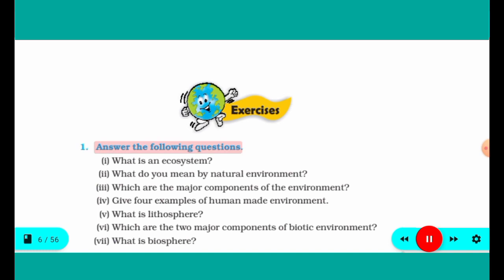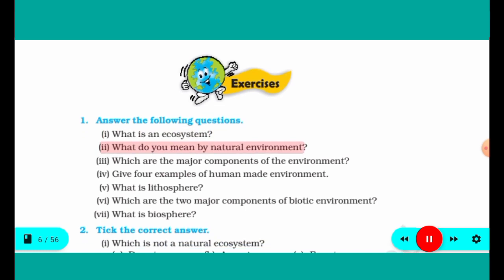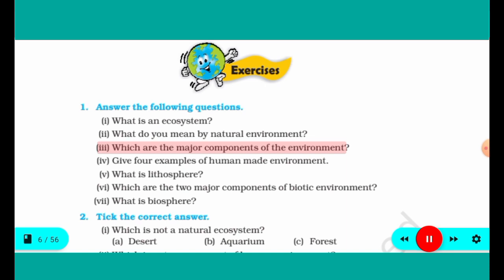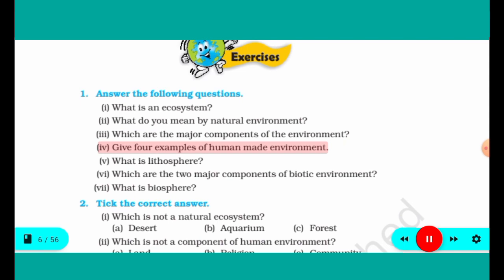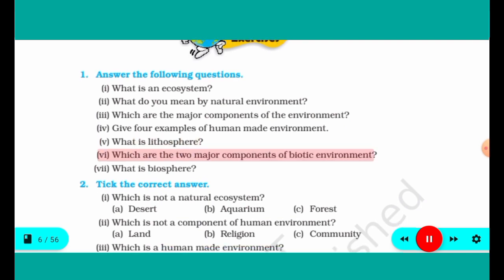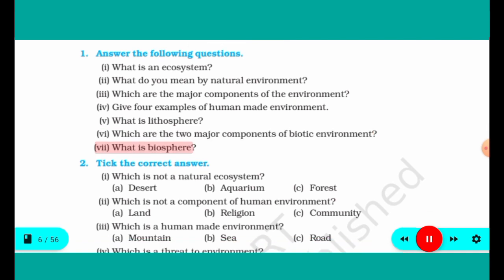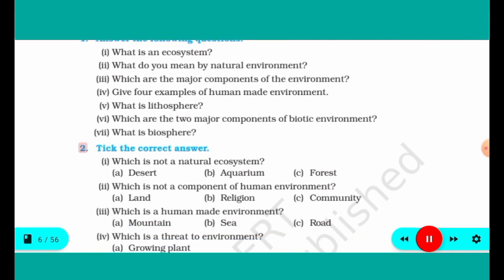1. Answer the following questions. I. What is an ecosystem? II. What do you mean by natural environment? III. Which are the major components of the environment? IV. Give 4 examples of human-made environment. V. What is lithosphere? VI. Which are the 2 major components of biotic environment? VII. What is biosphere?